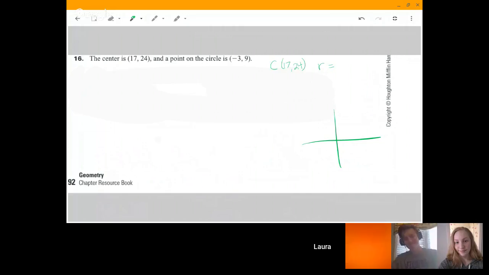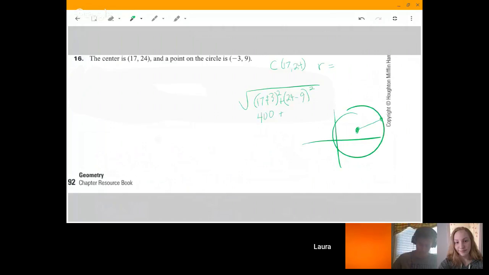Because if you have your circle, your center to a point on that circle is always going to be the radius. So it'd be just using these numbers, 17 minus -3 and 24 minus 9. So 20 squared. And what is that? 15 squared.